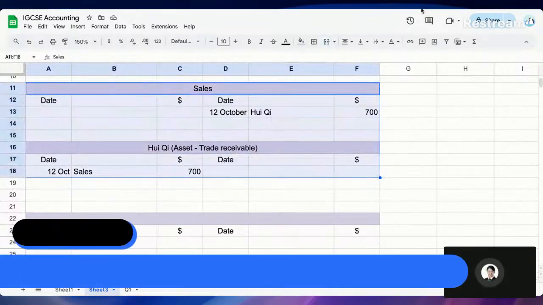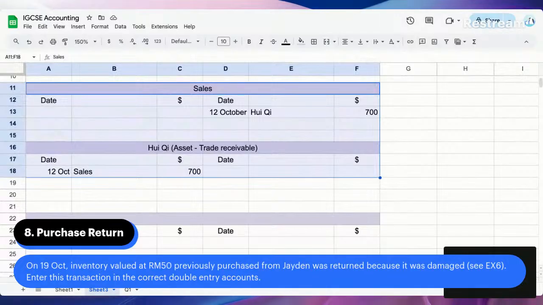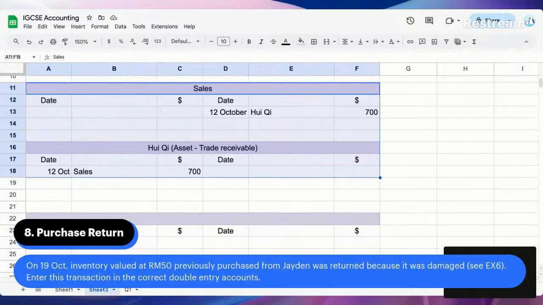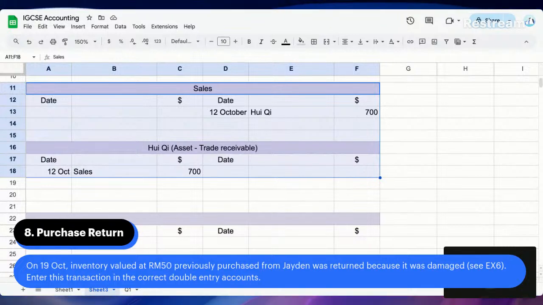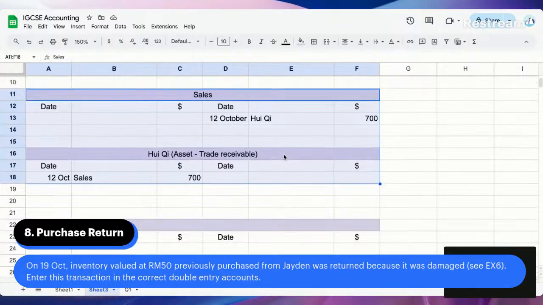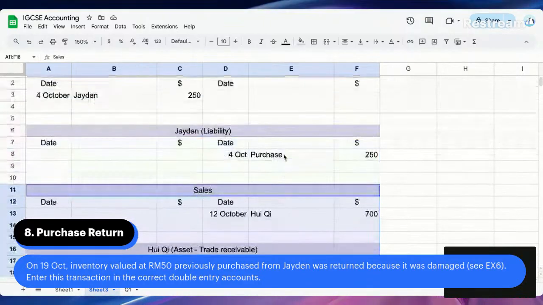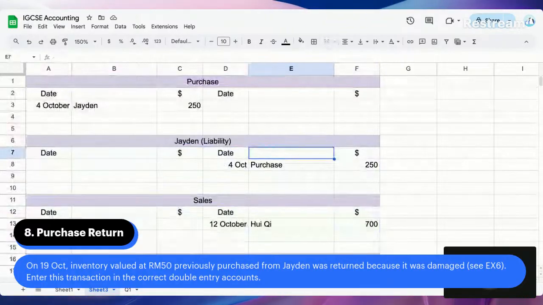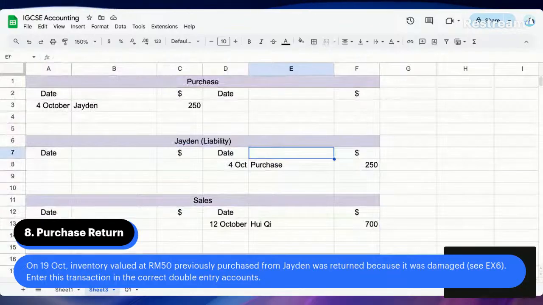Now, let's look at the following one, which is purchase return. Just now we did some accounts for purchase, right? So what happened in this example? On 19th of October, inventory value of 50 previously purchased from Jayden. Let's go back to the Jayden case just now. It was returned because it was damaged. Enter this transaction into the double entry account.